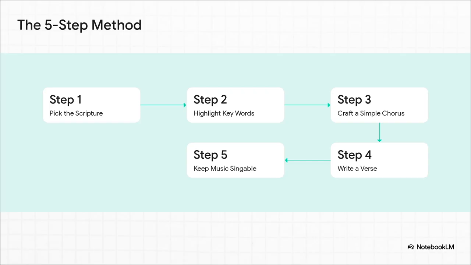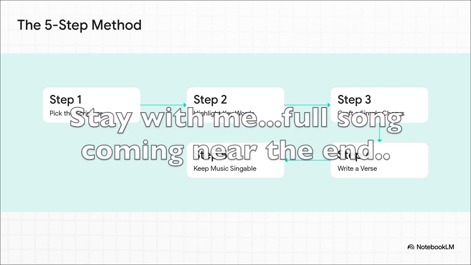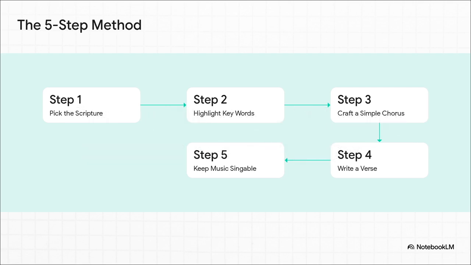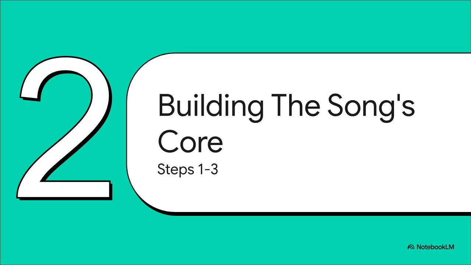It does, perfectly. Step 2 is all about highlighting keywords. Okay, so we have the verse. How do we start pulling lyrics out? This is what they call the lyric core. You literally write down just maybe 2 or 3 really important evocative words or phrases from that scripture. These become the absolute center. The song has to revolve around them.